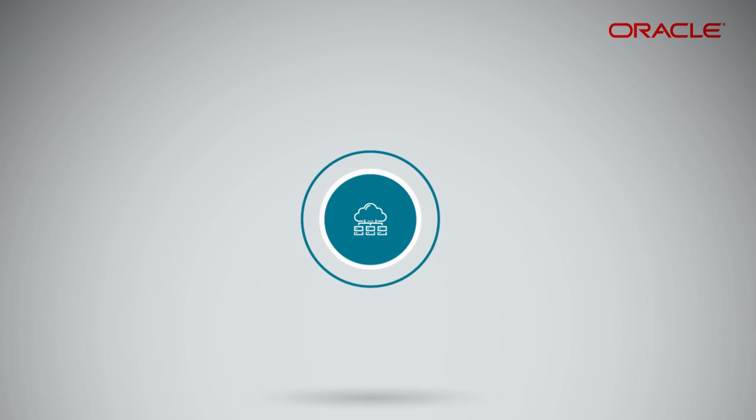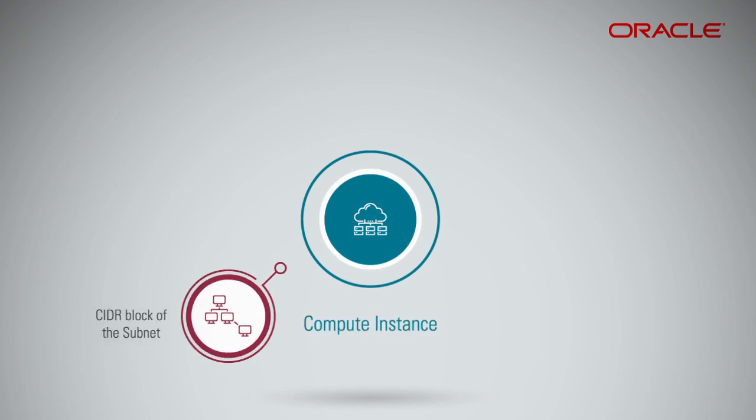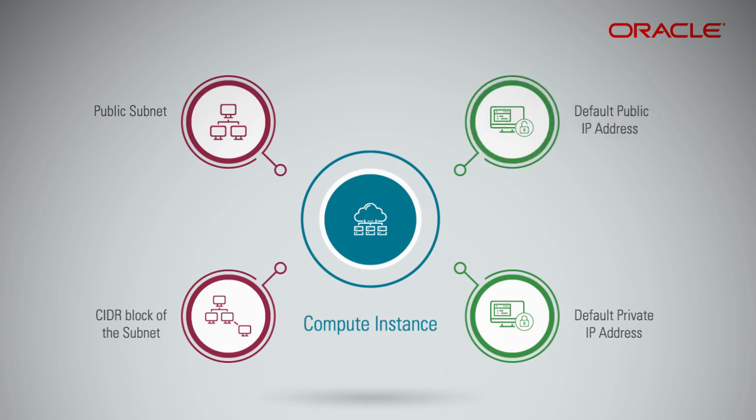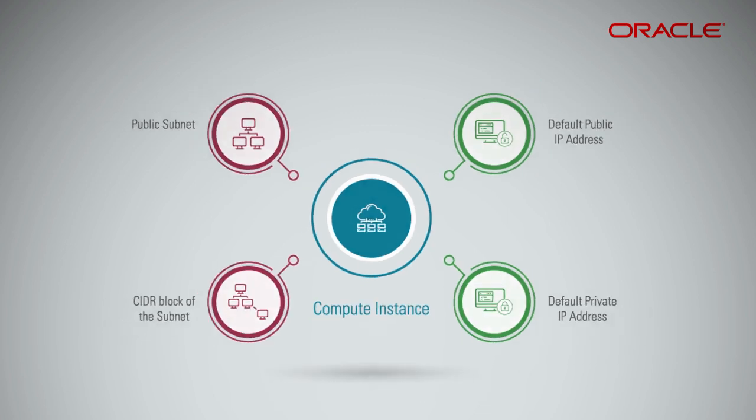Private IP address. Every compute instance is assigned a private IP address from the CIDR block of the subnet the instance is launched in. Optionally, you can specify a particular private IP address of your choice from the subnet's available pool. Public IP address. If your compute instance is created in a public subnet, it will be assigned a public internet routable IP address by default. You can override that behavior during instance launch and request to have no public IP address assigned.